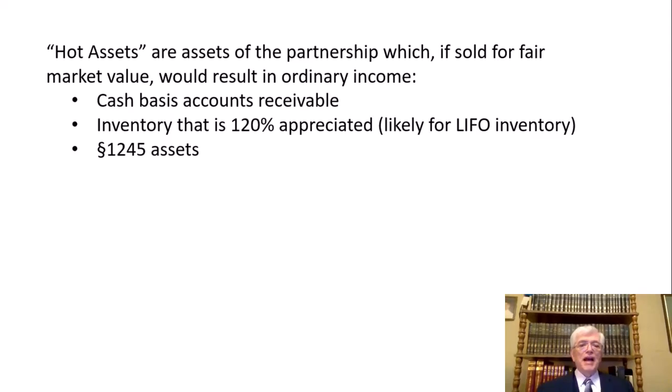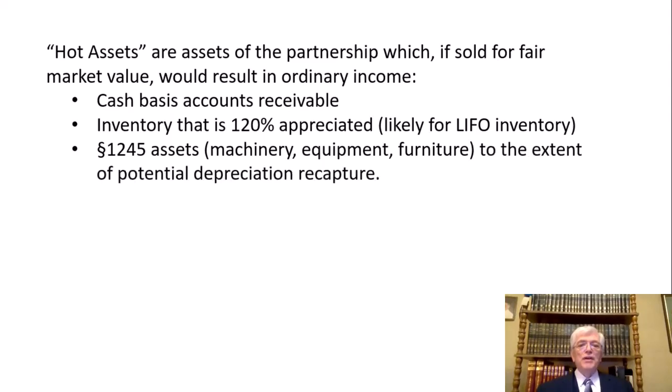1245 assets. Those are, to refresh your memory from Tax 1, machinery, equipment, furniture, personalty placed in service in a business and depreciated, and the gain on the sale up to the depreciation that had been taken on those, that's depreciation recapture, and that gain is ordinary. So those are your hot assets: cash basis receivables, appreciated inventory, and 1245 assets.